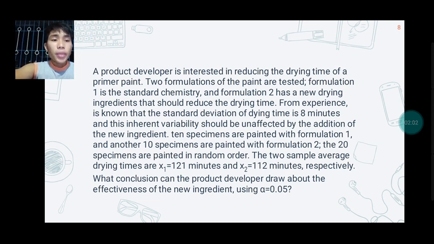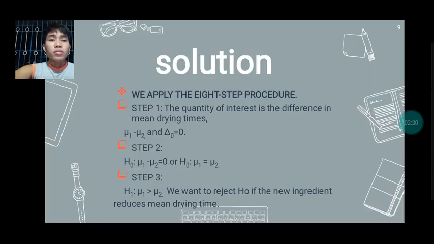10 specimens are painted with formulation 1 and other 10 specimens are painted with formulation 2. The 20 specimens are painted in random order. The two sample average drying times are x sub 1 equals 121 minutes and x sub 2 equals 112 minutes respectively. So what conclusions can the product developer draw about the effectiveness of the new ingredient using significance level 0.05? So solution, we apply the 8-step procedure.